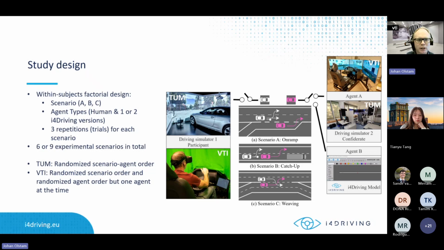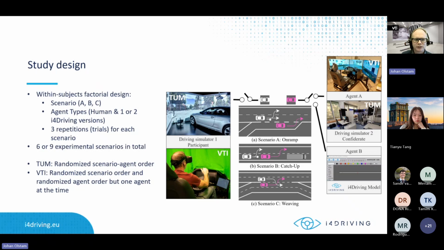Important to notice here as well that this was not done in parallel, this was sequential. So we first did the experiment at TUM, and then we learned lots of different things, and then we refined the experiments a little bit when we did it later on at VTI. So there are some differences, but we try to keep several things similar.